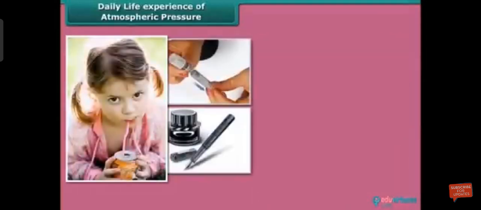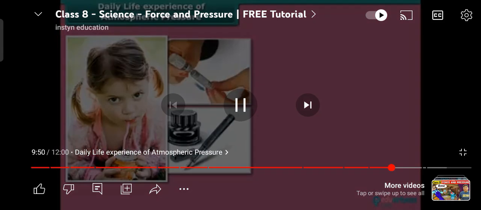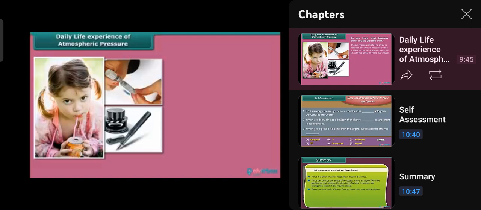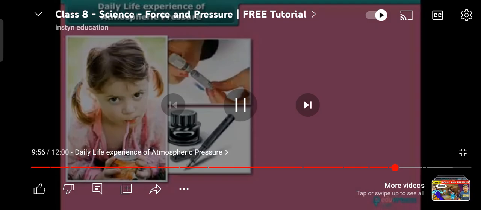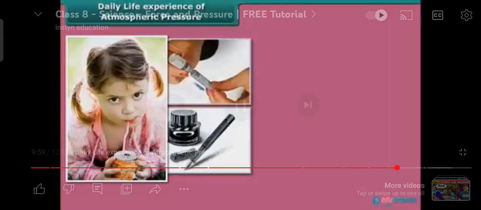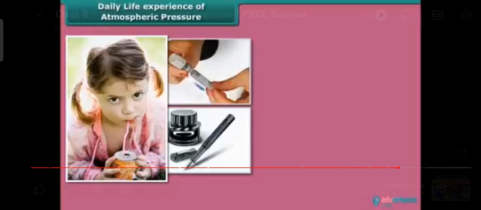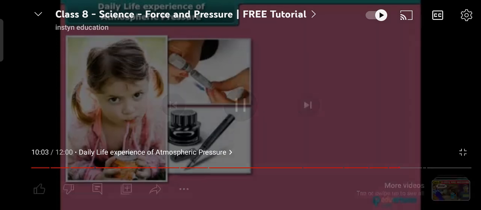Daily life experience of atmospheric pressure. In our day-to-day activities, we experience various instances of atmospheric pressure. Some common examples are sipping a cold drink through a straw, dipping the nozzle of a syringe in the liquid, or filling ink in fountain pens.